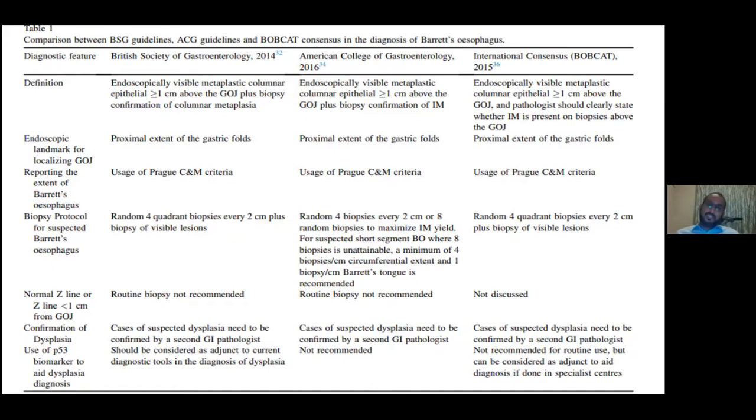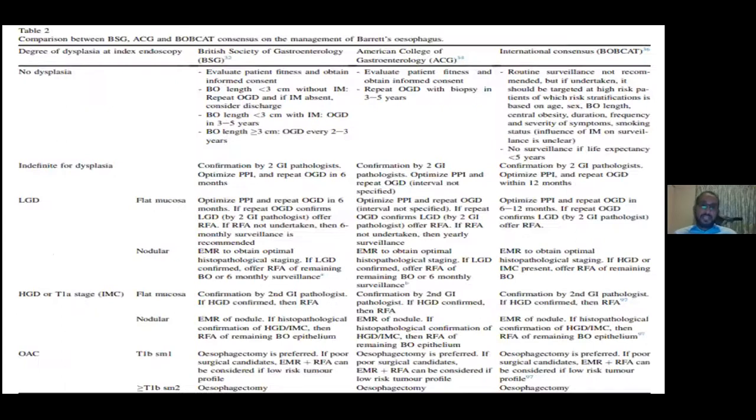Confirmation of dysplasia. The difference here: in the British guideline, they use p53 as a biomarker to aid dysplasia diagnosis, but in the American it's not recommended. Non-dysplasia: the one I've been talking about was the British guideline; in the American, for all sizes less than 3 or more than 3 centimeters, surveillance is every 3 to 5 years. The rest is the same on both sides. Indefinite dysplasia, low grade or high grade, or esophageal adenocarcinoma.